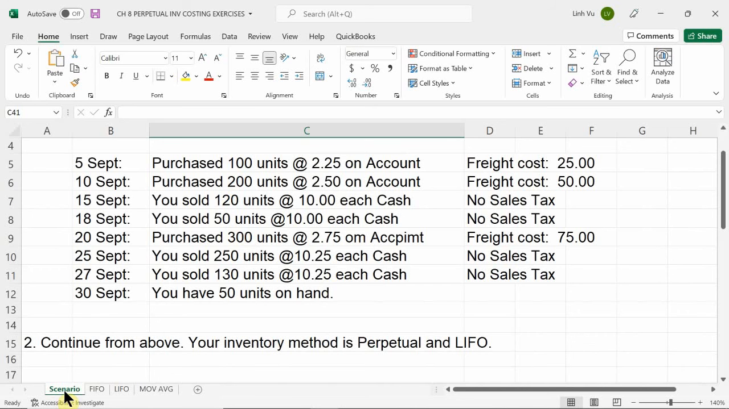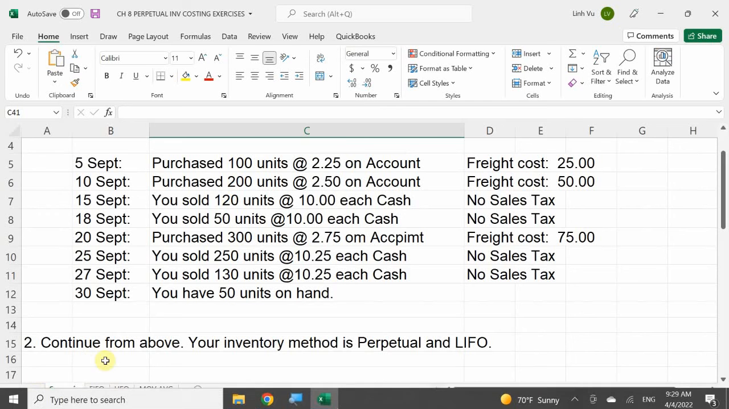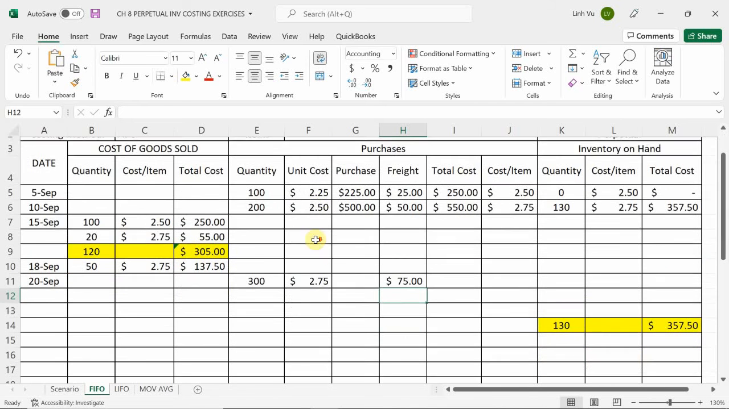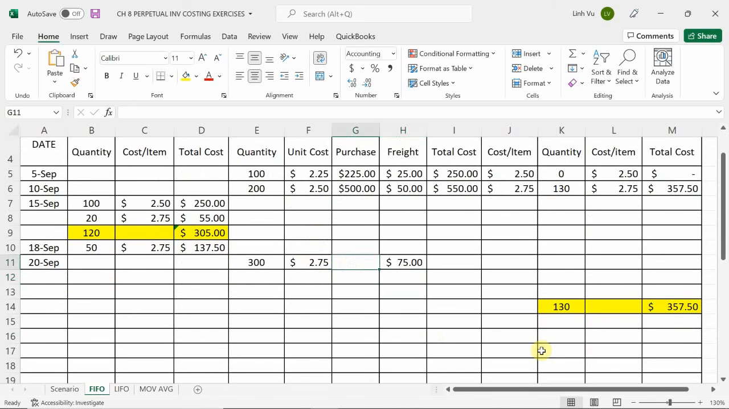So let's take a look here. Then on September 20th, we end up purchasing 300 units at $2.75 each with a freight of $75. Okay. On September 20th, right, we're going to skip over our cost of goods sold because this time we end up purchasing 300 units at $2.75 each with a freight of $75. So in this case, what's my purchase price here? Okay, 300 times $2.75 each.